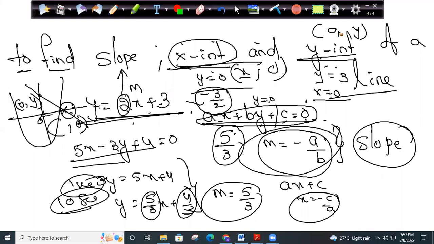So in short, if they give y is equal to mx plus b, the slope is m. If they give me ax plus by plus c equal to 0, the slope is minus a by b. The x-intercept means the point where the function touches the x-axis, or the value of x when y is equal to 0. The y-intercept means the point where the graph touches the y-axis, or the value of y when x is equal to 0. As simple as this.